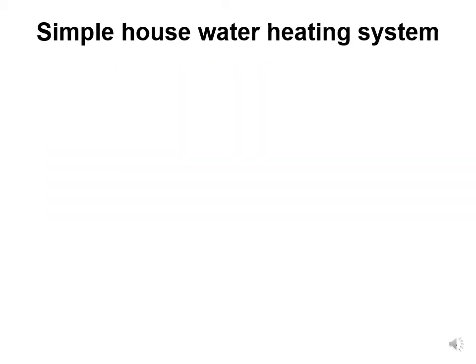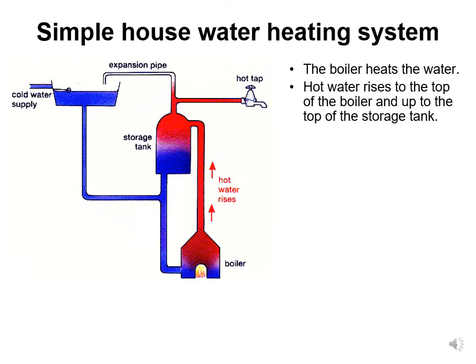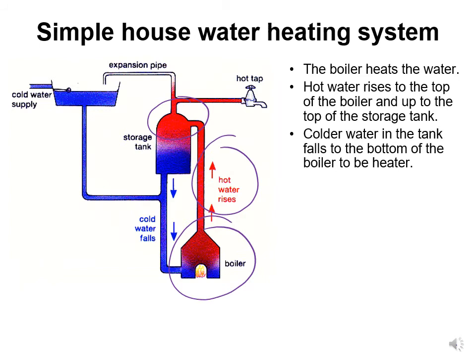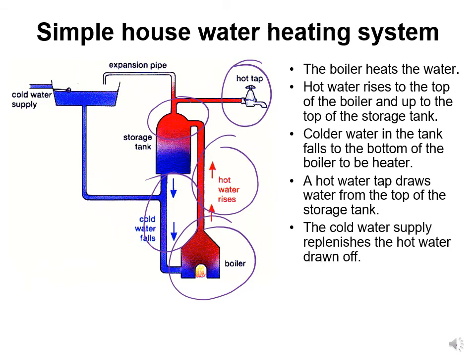Okay, so you see this with simple house water systems. So here's an example. So the boiler heats the water at the bottom. As the hot water boils, it begins to rise because it is now less dense, and it hits the top of the storage tank here. The cold water at the bottom of the tank is more dense and falls back towards the boiler. And a hot water tap here takes the hot water from the top of the storage tank, and a cold water supply replenishes the bottom of the storage tank.